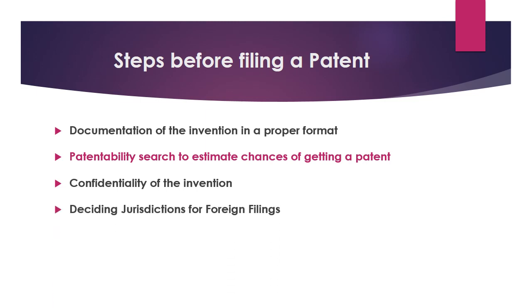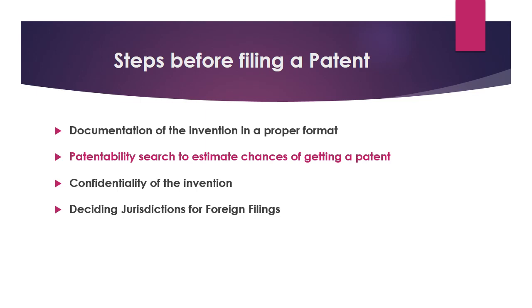Next is deciding jurisdiction for foreign filing. At this stage of patentability search, you get to know how patentable your invention is and what the chances of getting a patent are, and also you know the commercial value of your patent through this search, because when you see other patents already filed by other inventors, you get to know how much this technology is advancing and how much you will get as an output. Once you have this estimation about your invention, you should decide in which jurisdictions you want to go for a foreign filing.